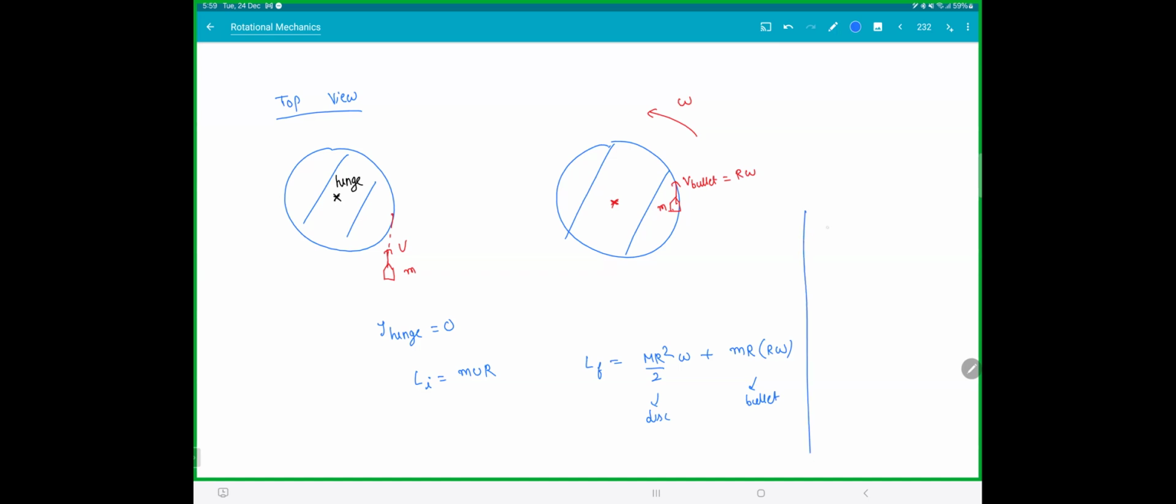And then L initial is equal to L final. Equate them, you end up with omega is equal to m u by (M R by 2 plus m R). That's your answer. Clear? Easy. Moment of inertia of a disk is I omega. It's a rotating body, and bullet is a particle, so m v r perpendicular. Next one. Same thing. We can ask in another way.